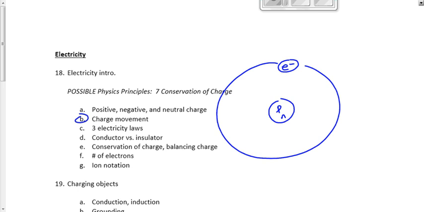These electrons are orbiting around, and they're held in place by an attractive electrostatic force, but it's not nearly as strong. So it's a lot easier to get these electrons to leave the atom than it is the protons. Therefore, it's a lot easier to get electrons moving than it is to get protons moving. Again, if we're talking about protons moving, then we're dealing with a nuclear reaction, not an electrical interaction.